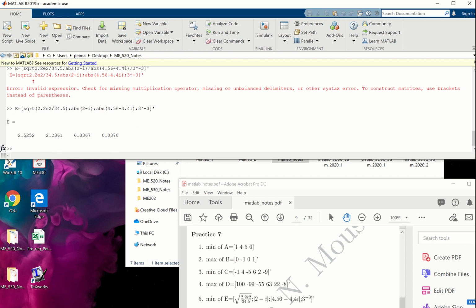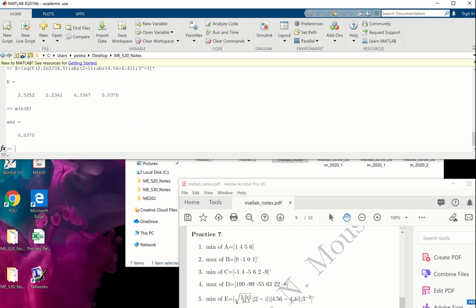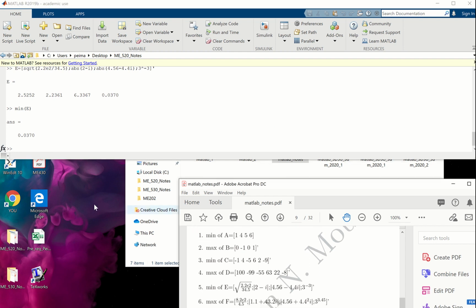So now I'm going to say mean of that. The smallest element of the vector E. Here we go. As you expect, and we see the last element. That's right. Now if I go to 6, so what is F? F is 8.2 E2.